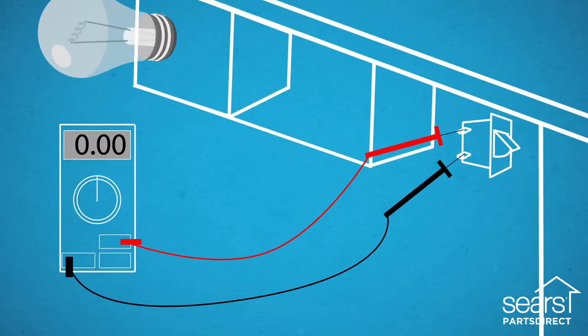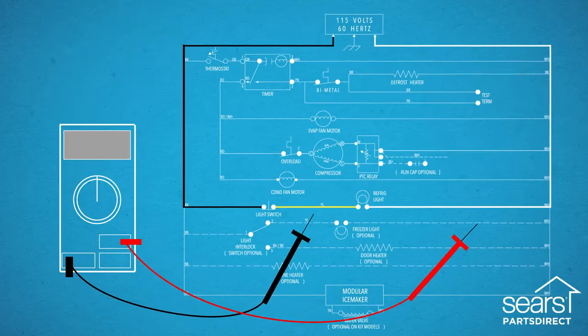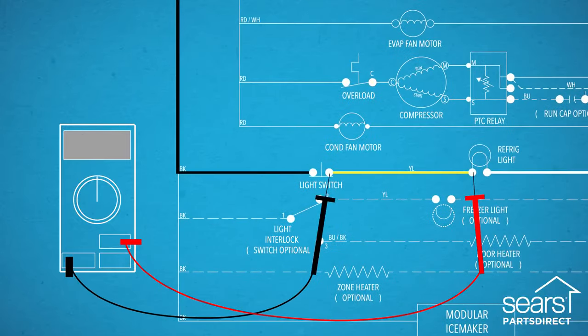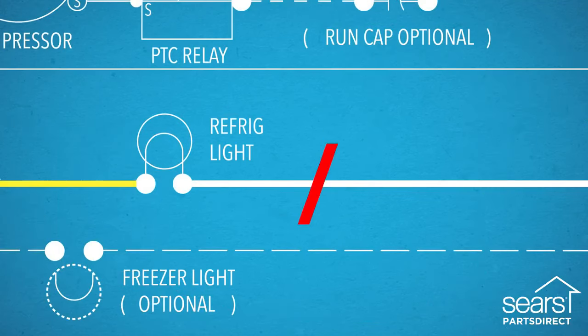You should measure near 0 ohms of resistance, or continuity, through the switch with the switch plunger extended. If you measure infinite resistance through the switch, replace it. If the switch is okay, you can check for continuity through the black, yellow, and white wires in a similar manner using a multimeter. Repair or replace any broken wires.